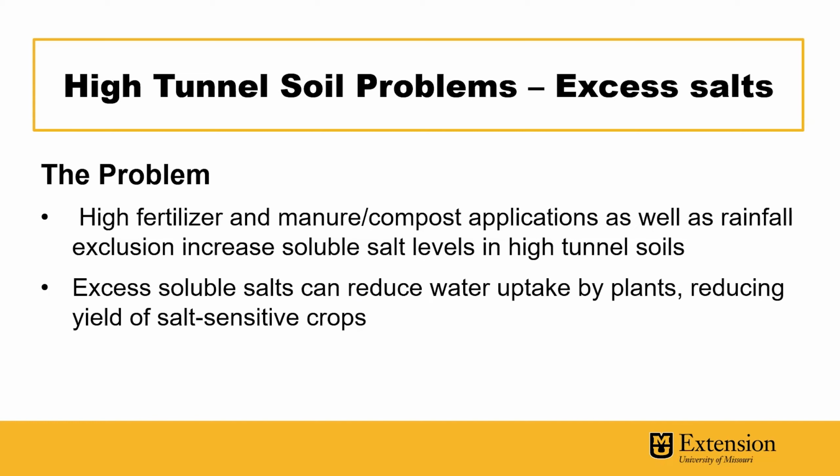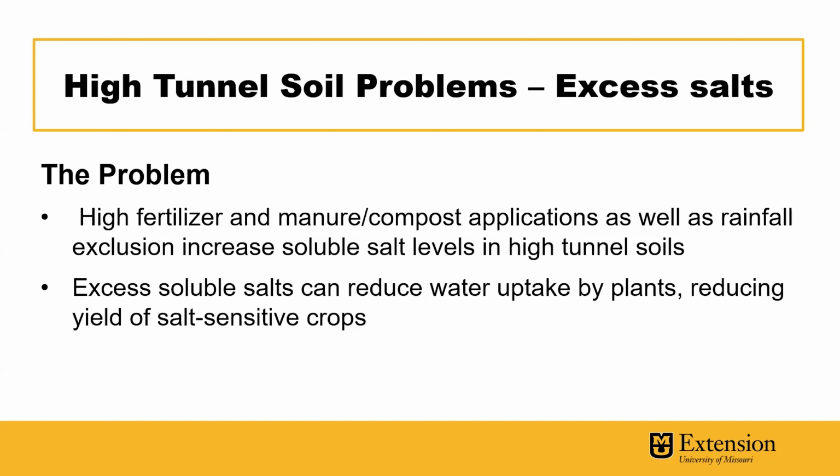Many high tunnel growers may notice a yield drag over a number of years in the high tunnel. This can be a result of pathogen buildup in the soil, but it can also be a result of excess soluble salts that can reduce water uptake by plants. This is known as chemical drought. You can be applying adequate amounts of irrigation to your plants, but your plants are unable to uptake the water due to the high levels of salts in the root zone. This can reduce the yield of salt-sensitive crops.